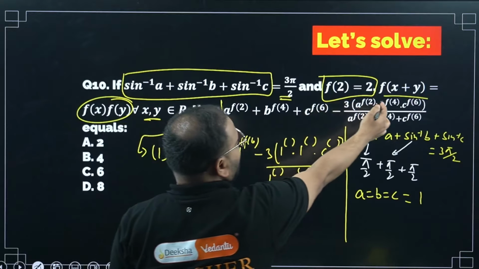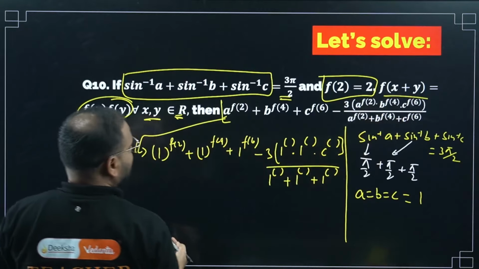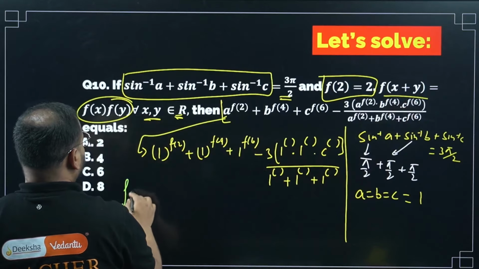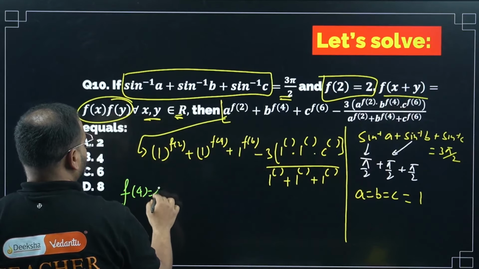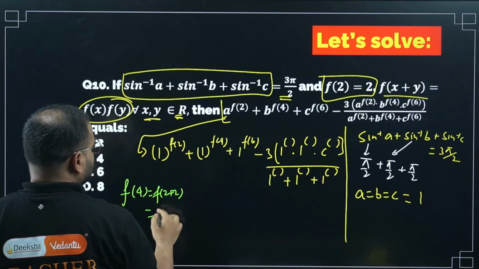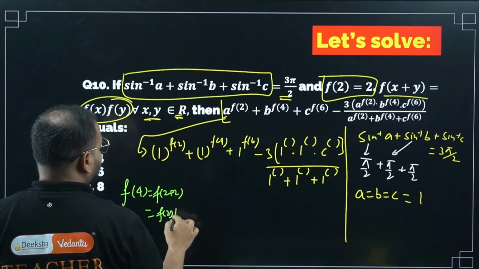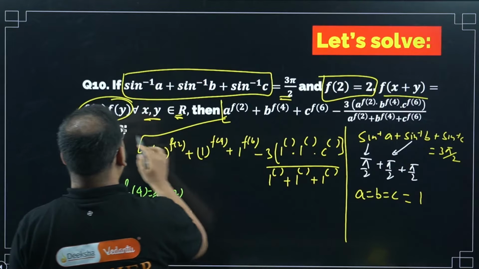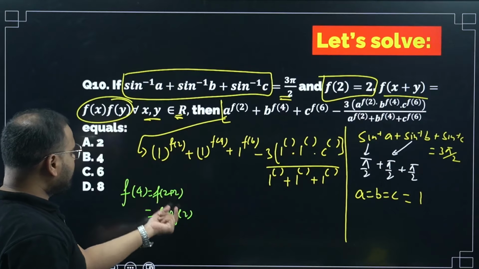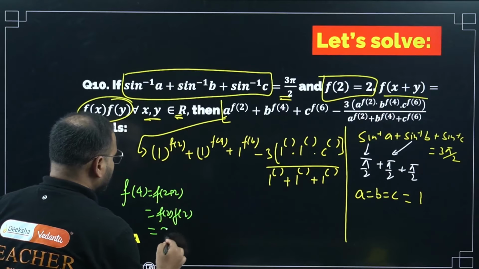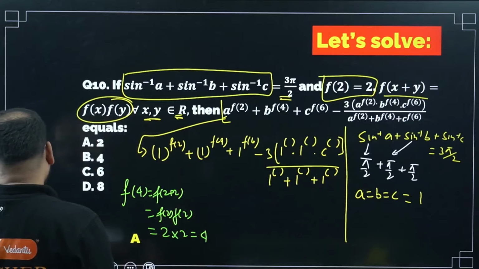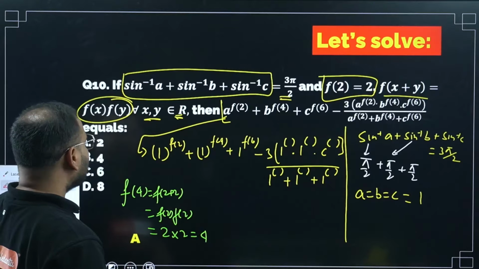How can we do it? f2 is given as 2. How will I write f4? f of x plus y. So I can write f4 as f of 2 plus 2. What is f of 2 plus 2? They've given it here: f of x plus y is fx into fy. So f of 2 plus 2 will be f2 into f2. What is f2? 2 into 2, that is 4. So f of 4 is 4.